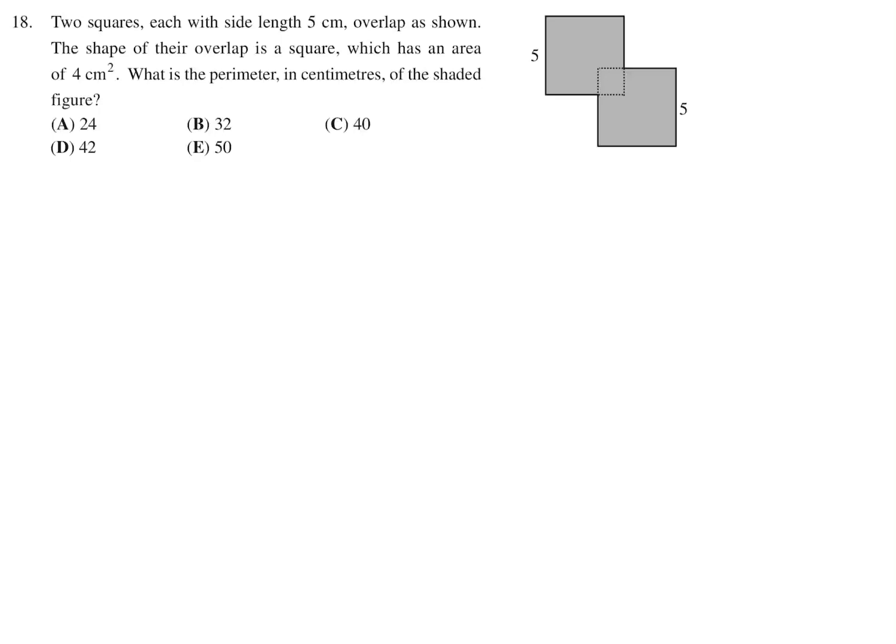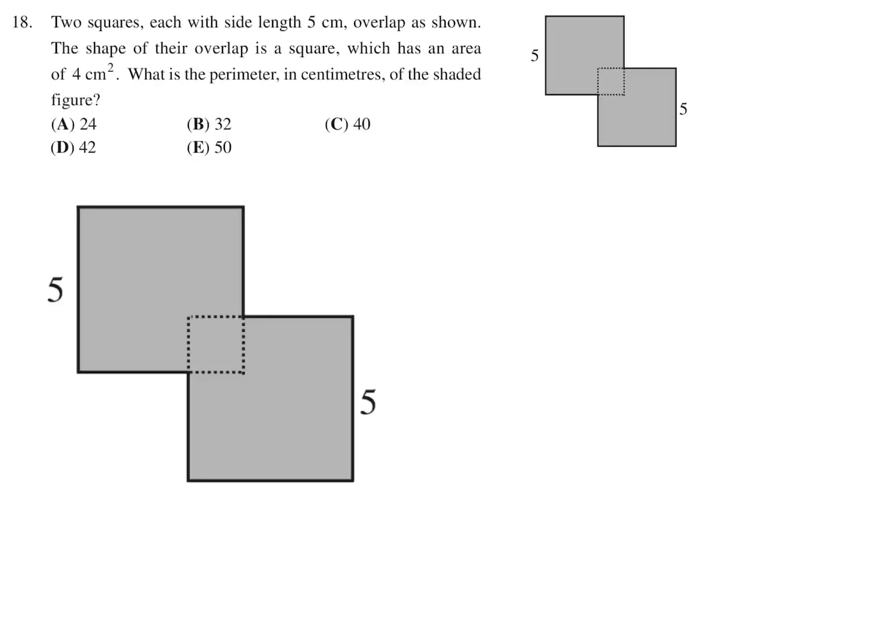Two squares, each with side length 5, overlap as shown. The shape of their overlap is a square, which has an area of 4 square centimeters. What is the perimeter in centimeters of the shaded figure? So these are squares with side length 5, so that's 5, that's 5. And this little guy right here that they are calling the overlap, it's a square, and they tell you it has an area of 4. So if a square has an area of 4, that means its side lengths are 2. So this is 2, this is 2, that's 2, and that's 2.